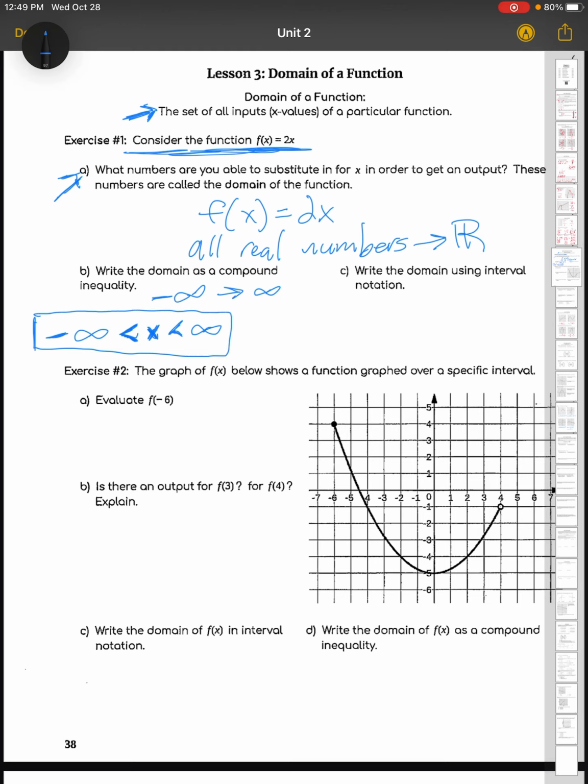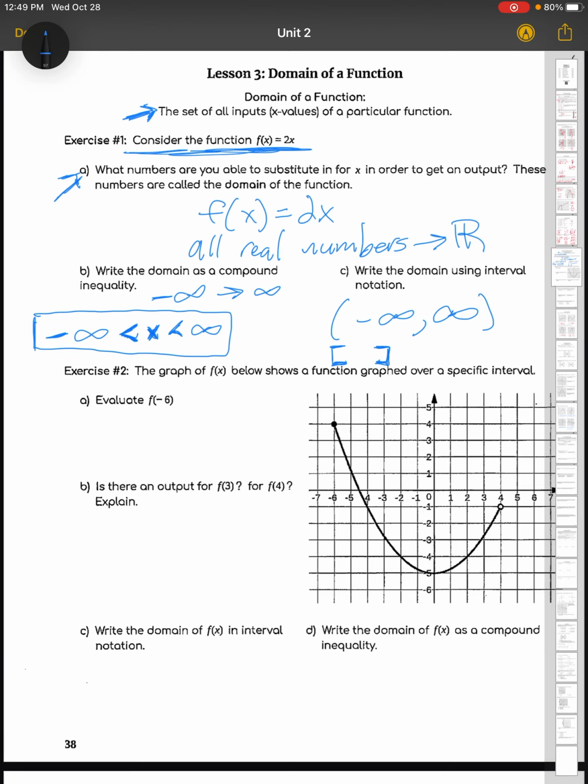Now, using interval notation, we would use parentheses, negative infinity to positive infinity, because it's impossible to equal infinity. If it were a number that we could equal, we would use a bracket. Okay, so we will talk about that more in this next example with the graph.